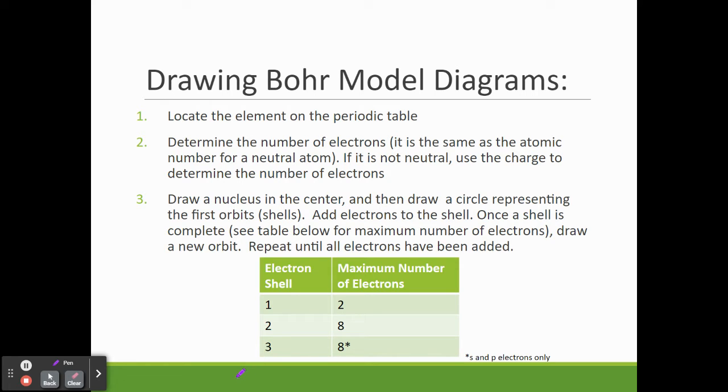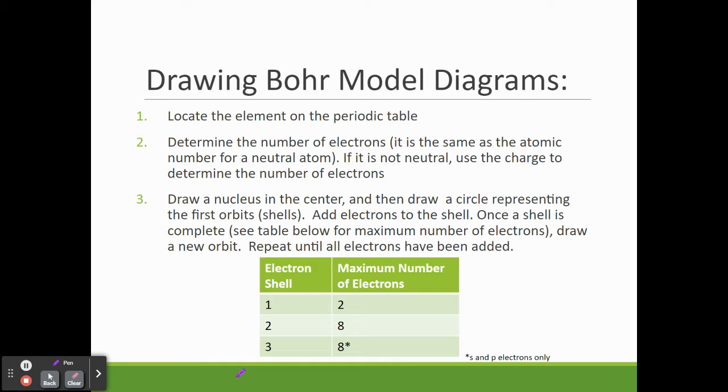All right. So yesterday, in our last lesson, we talked about how the Bohr model of the atom was developed, and today we're going to learn about how you draw a Bohr model of the atom, because there's specific rules that we need to follow. So these are the three rules that we can break it down into.